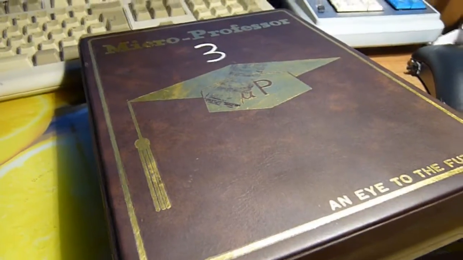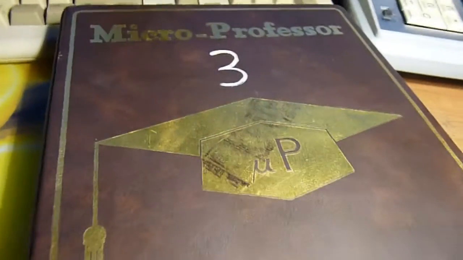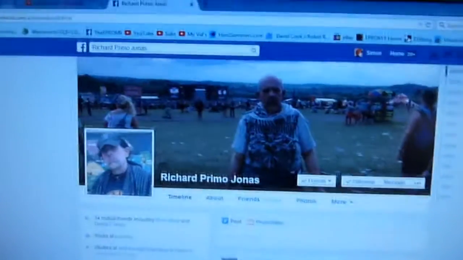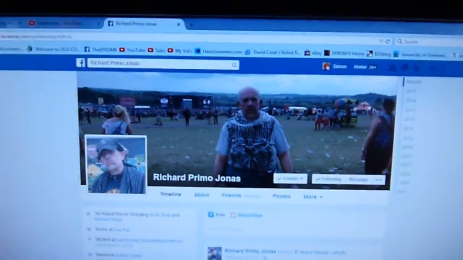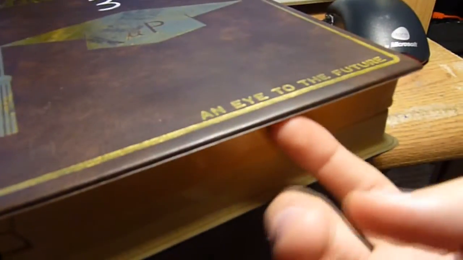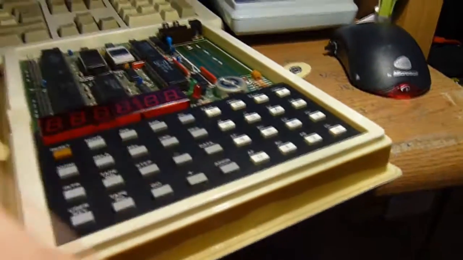And welcome to the EEPROM 9, and meet Mr. Micro Professor. This is actually a present from this chap, who is actually one of my college tutors back from college, as a sort of graduation present. I need to pay him another visit actually. Let's open the beast.